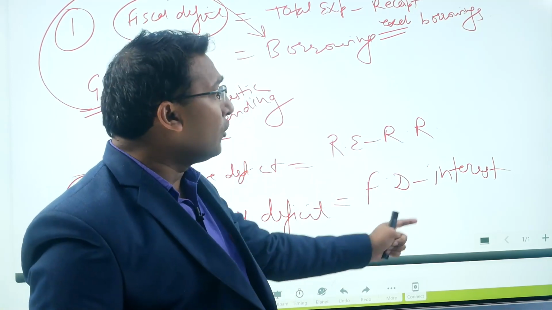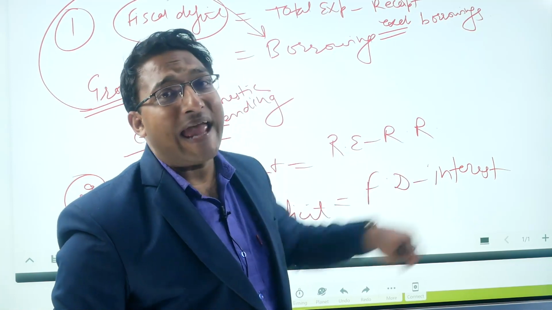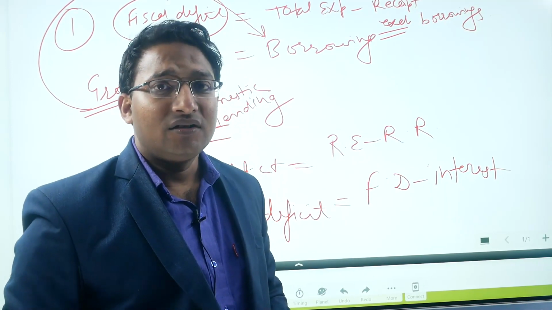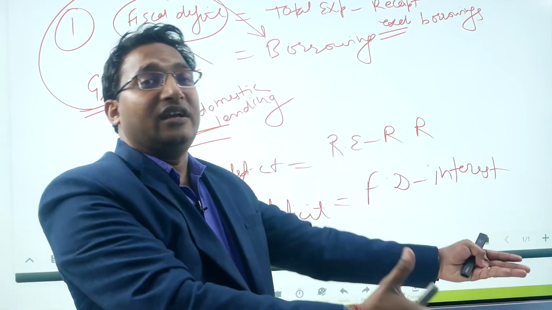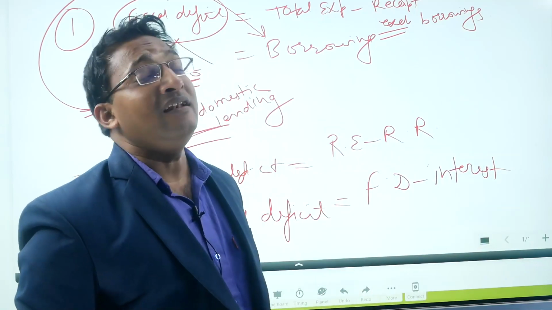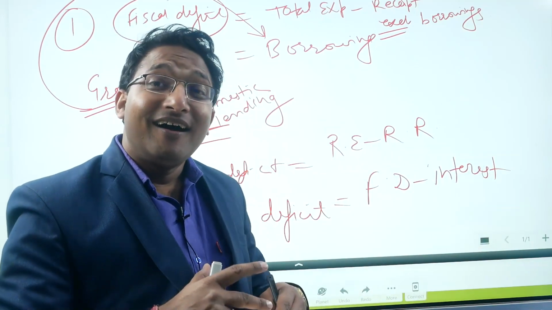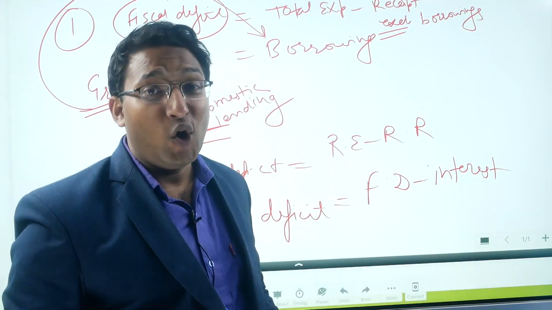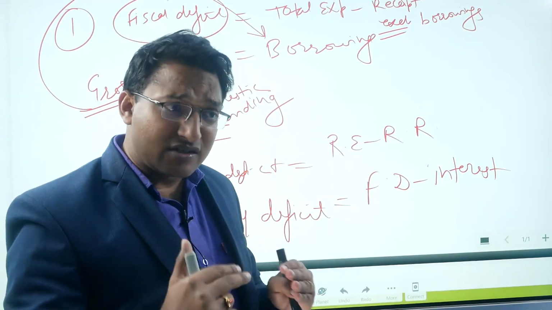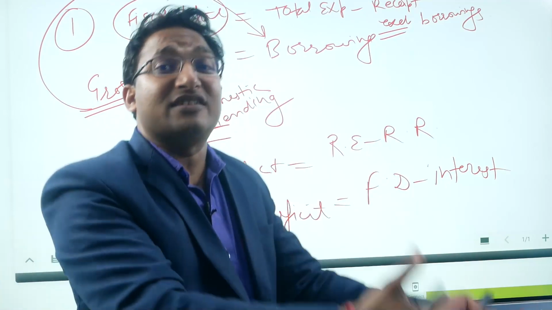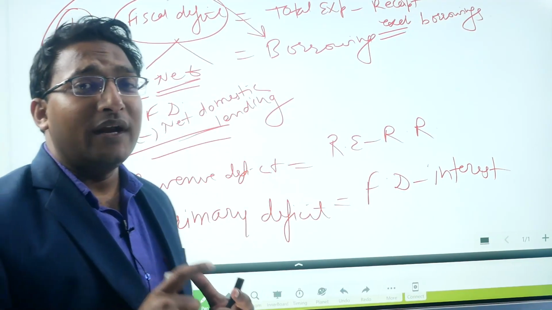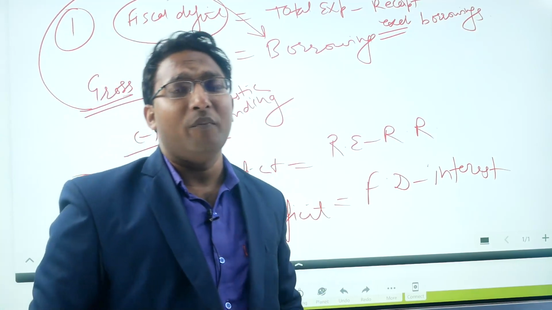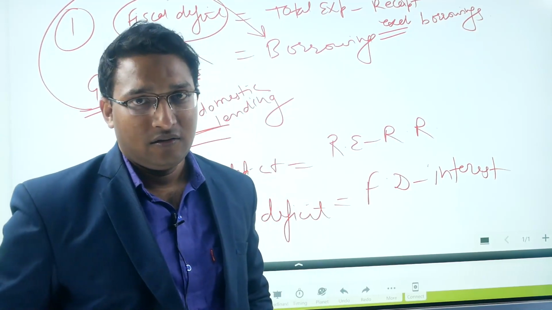Why are we excluding it? Because this interest cost actually indicates the cost of borrowing which was taken in the earlier years. So this is the sin which was committed by the previous government, or it was committed by the same government but in the previous year. This primary deficit tries to calculate the performance of the government in the current year.